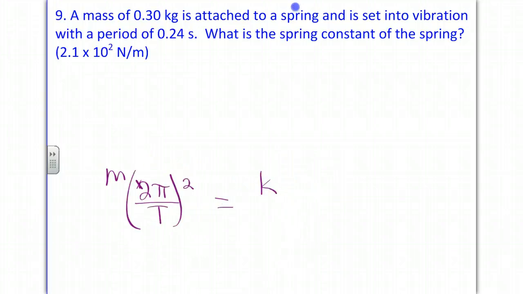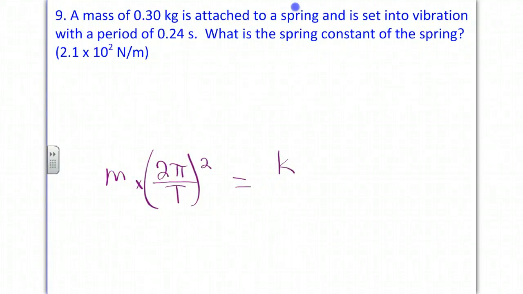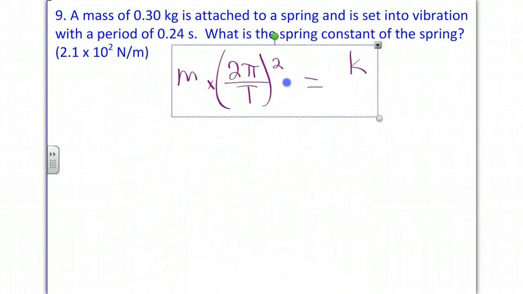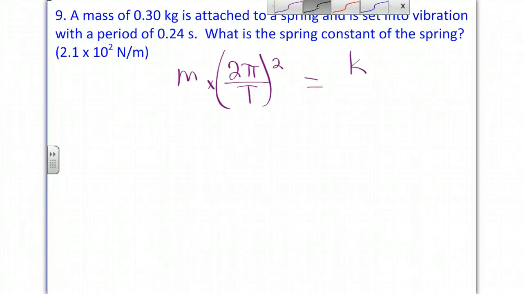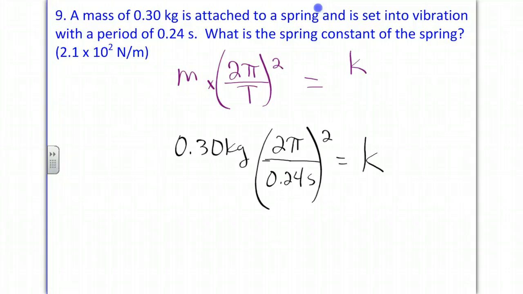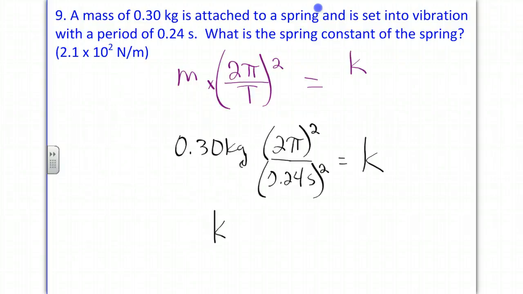And so, shift this around a little bit. So let's plug in. The mass is 0.30 kilograms times 2 pi over the period, which is 0.24 seconds. All of that squared is going to equal the spring constant. And realize that the squared at the top really means you're squaring both the numerator and the denominator. So this should be 2 pi squared and 0.24 squared. And once you solve the equation, you end up with 210 newtons per meter.